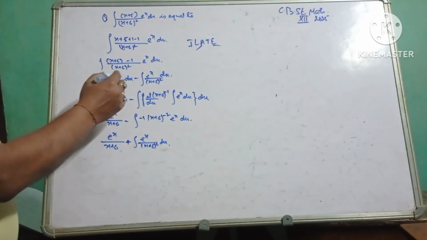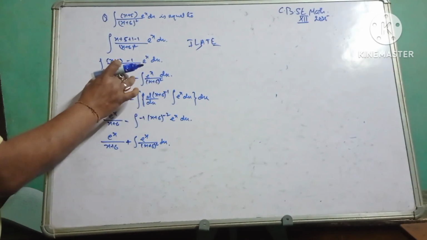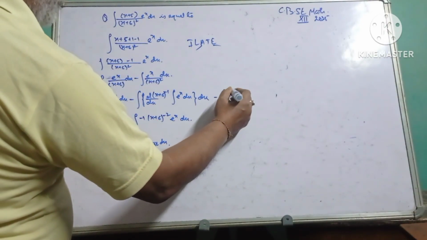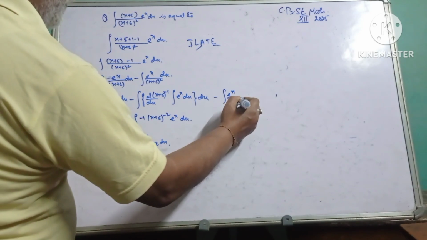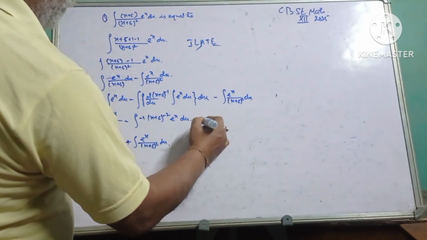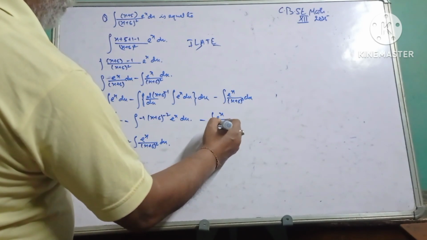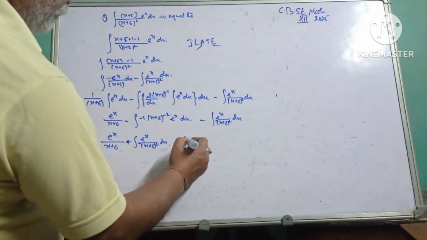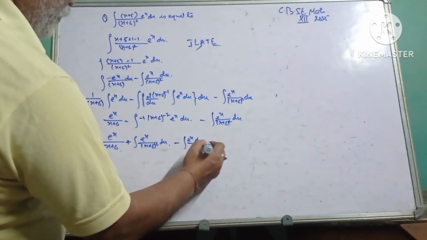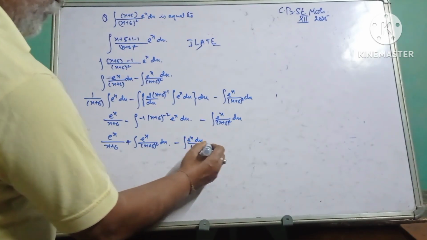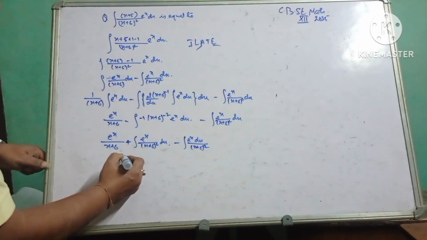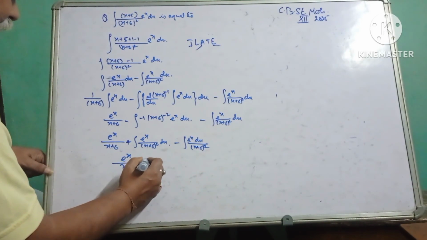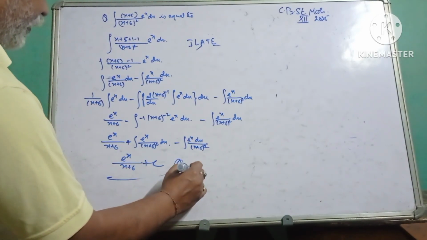So this part only I have integrated, but this part is left here, e to the power of x by (x plus 6) the whole square dx, minus integration e to the power of x dx by (x plus 6) the whole square. So these two cancel out. So your result will be e to the power of x by (x plus 6) plus c. So this is your answer.